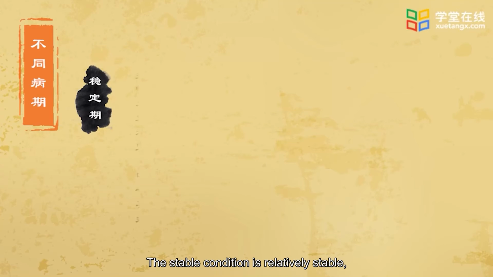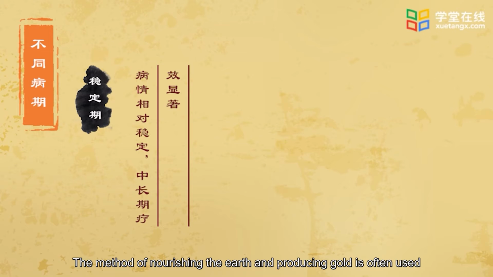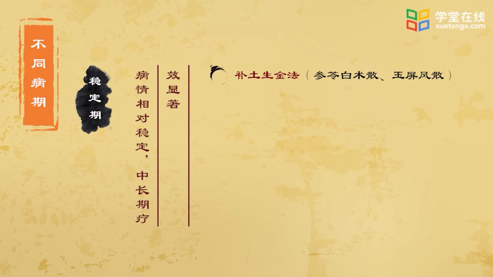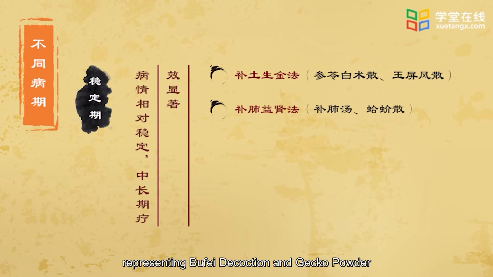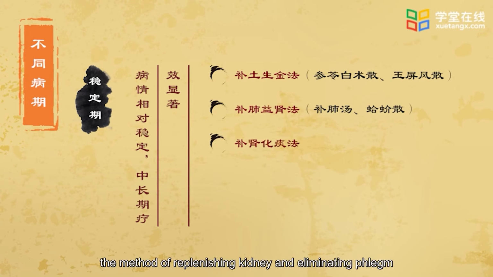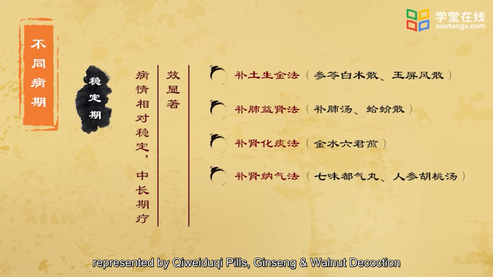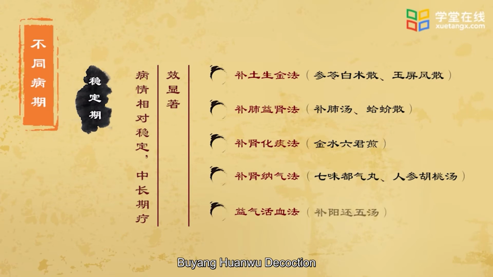The stable period condition is relatively stable, and the medium and long-term effects are remarkable. The method of nourishing the earth and producing gold is often used, represented by Shenling Baizhu powder and Yupingfeng powder. The method of replenishing lung and kidney, represented by Bufei decoction and Gecko powder. The method of replenishing kidney and eliminating flame, represented by Jinshui Liujunjian. The 补肾纳气 method, represented by Qi Wei Du Qi pills and ginseng and walnut decoction. The 益气活血 method, 补阳还武 decoction.